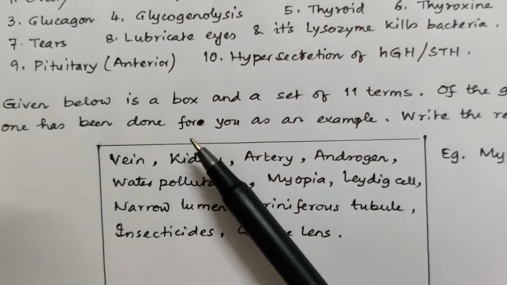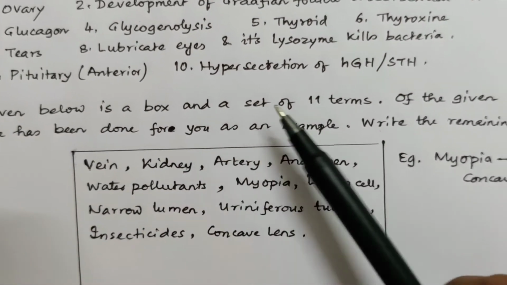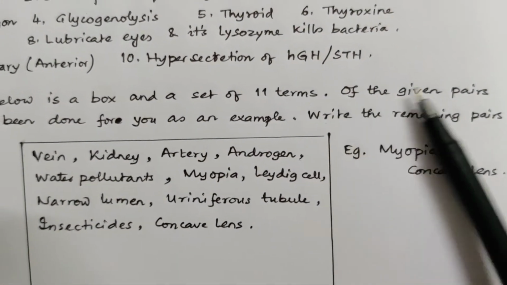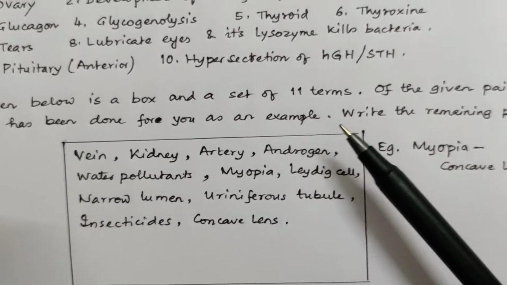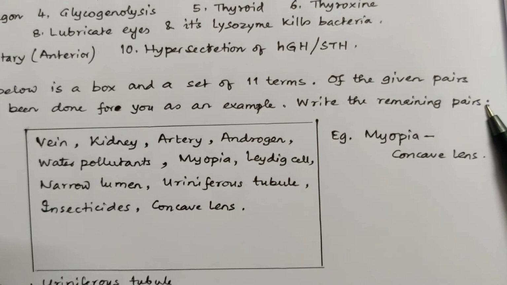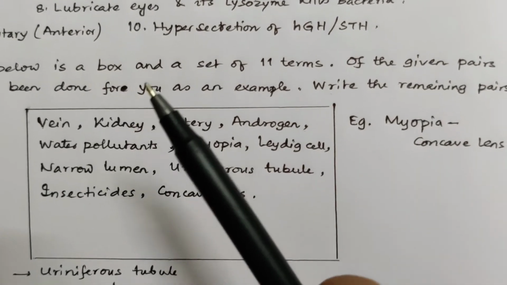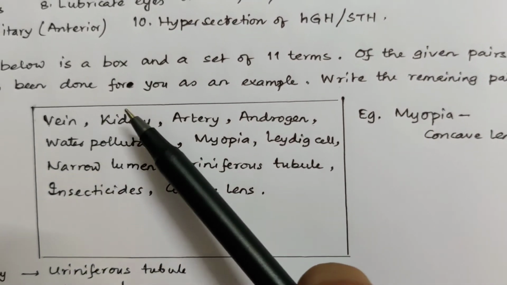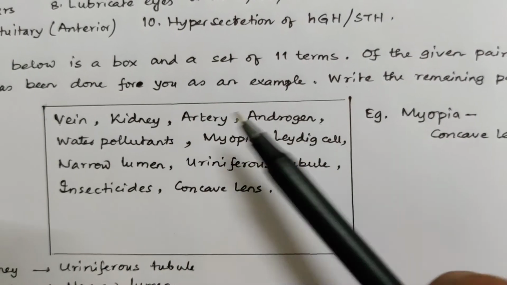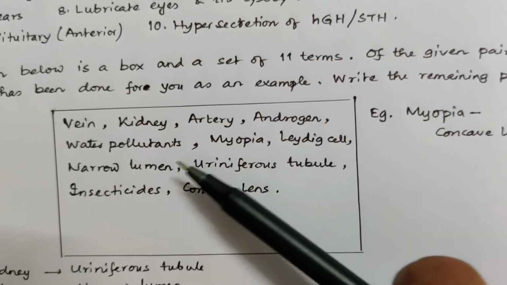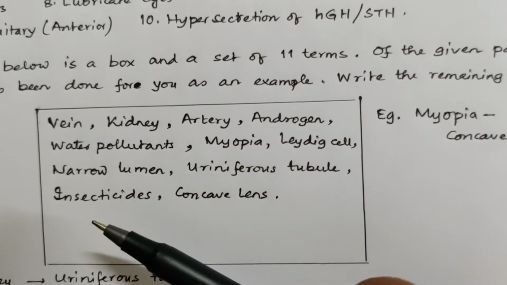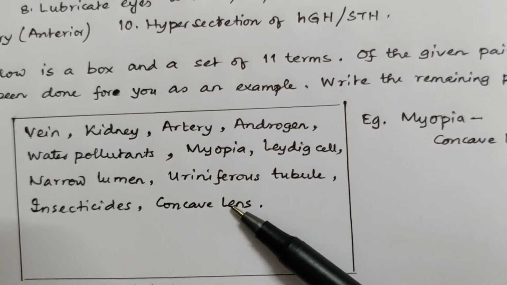This is a box. Given below is a box and a set of 11 terms of the given pair. One has been done for you as an example. Write the remaining pairs. So what are the things given over here? Vein, kidney, artery, androgen, water pollutants, myopia, Leydig cells, narrow lumen, uriniferous tubule, insecticides, concave lens.